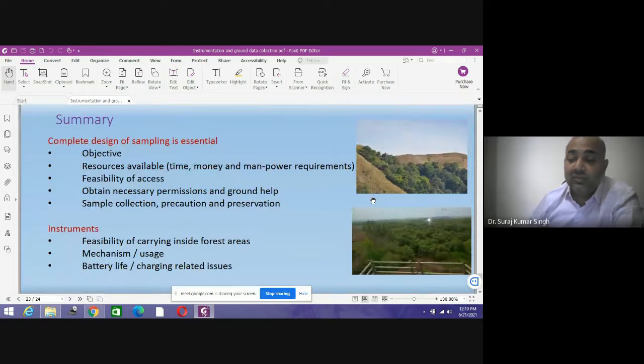So what is the summary of the entire thing we have discussed today in our class? Complete designing of sampling is essential before going into the field, whether you are going for probabilistic sampling or non-probabilistic, or standardized, stratified, random or cluster based, whatever it is, and that depends on the objective of your study. Secondly, the resources available: what is the fund, what is the time, what is the money, how much manpower is required, whether all that manpower has the capacity, the expertise and the training.